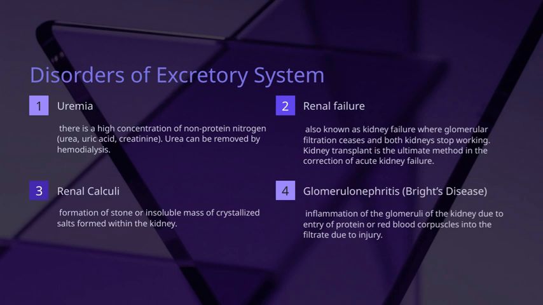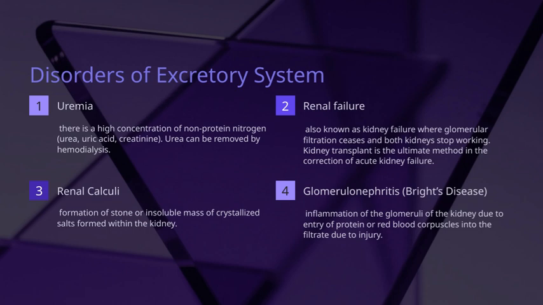This condition is known as glomerulonephritis or Bright's disease. It involves damage to the filtering units of the kidney, leading to impaired function. Moving on, kidney failure, also called renal failure, is a serious condition where the glomerular filtration stops entirely, meaning both kidneys stop working effectively. In such cases, a kidney transplant becomes the ultimate solution to restore function and maintain life.